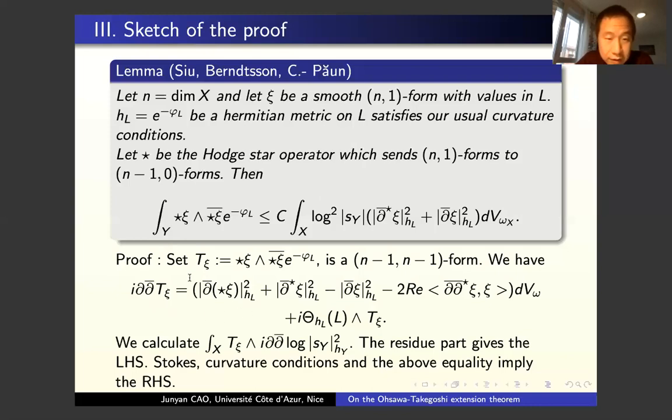And also from this equality we can easily obtain that this term is controlled by this term by using this formula. So that's the idea of the proof of the lemma.